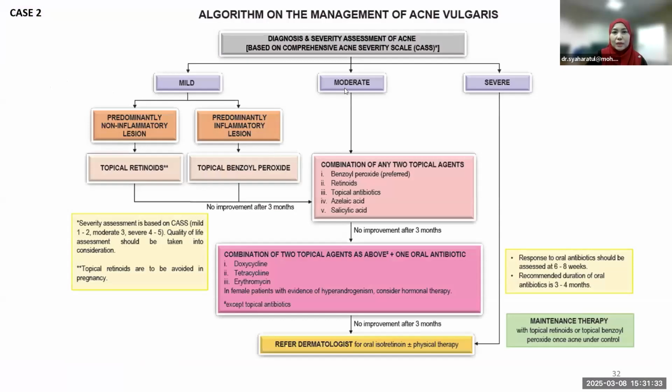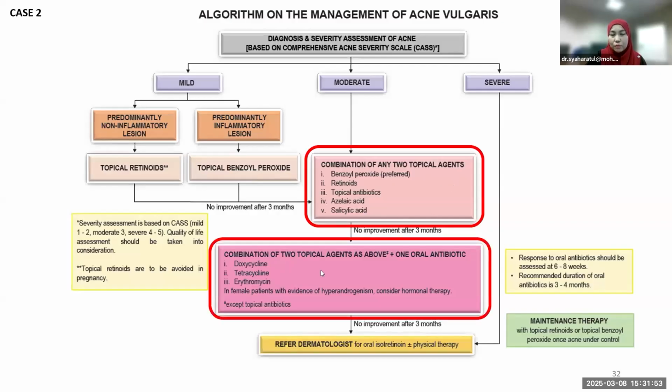Okay, so let's go to the algorithm again. Mild, moderate, severe. We've tried the topical, and when there's no improvement after 3 months, these are the things we can offer. If they're not on combination therapy already, they should be on at least 2 topical agents. Then if there's no improvement, we should add an antibiotic, either doxycycline, tetracycline, or erythromycin. In female patients with evidence of hyperandrogenism, we can consider hormonal therapy. In our patient, there's no evidence of hyperandrogenism, hence an antibiotic would be the best choice.